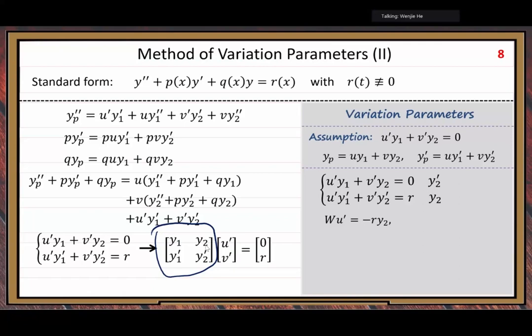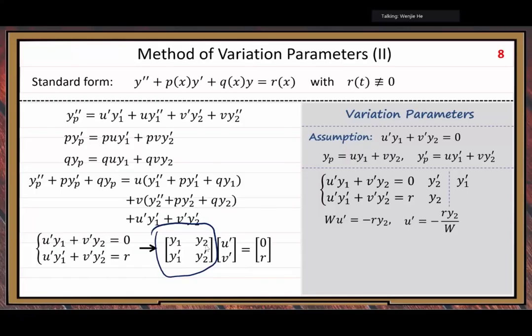Then this W is the Wronskian. Because when you do subtraction, one term can be canceled out: y2 prime, y2 prime, y2. So then the parenthesis part multiplying u prime is the Wronskian. W times u prime equals negative r y2. Then W we can calculate. We assume W is known, so u prime is this expression. Then we do the integral to find u.